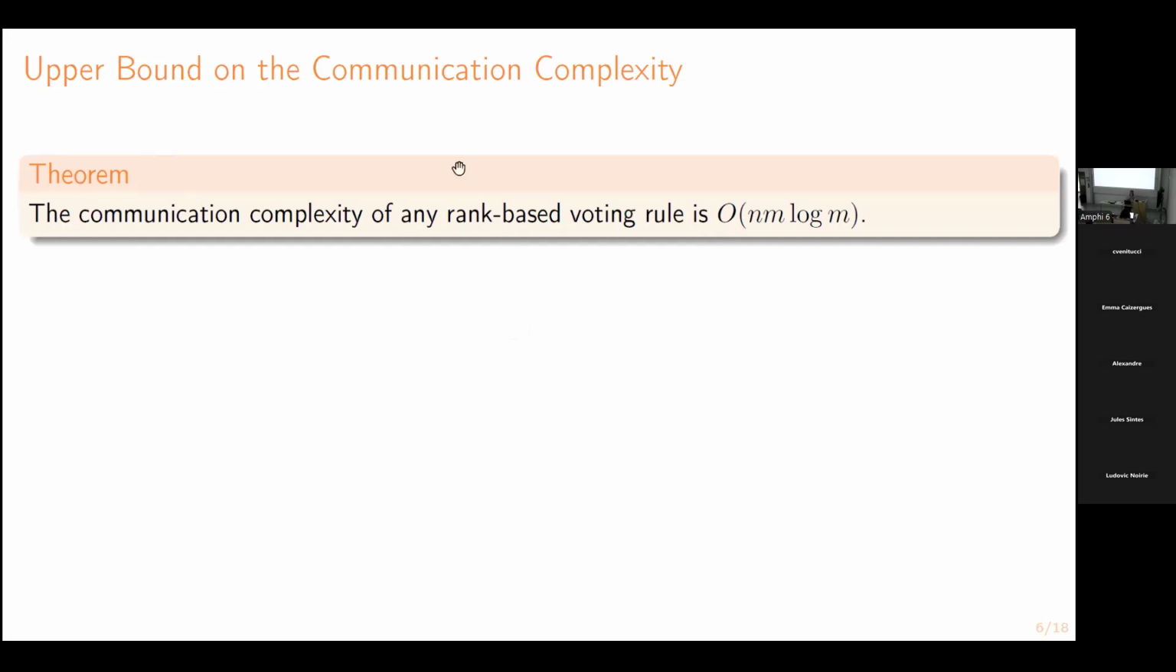So this thing, rank-based voting, is just that you are able to provide a ranking of the candidates. That's why I assumed that voters have strict preferences in the voting rules. To prove this result, the proof consists of designing a communication protocol that works, and so this gives an upper bound.